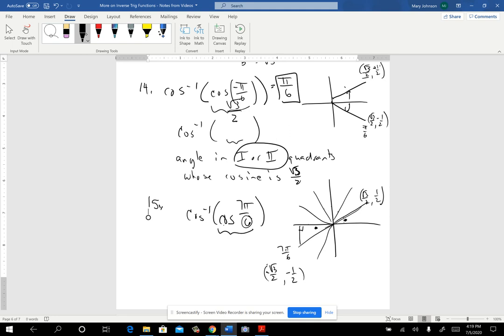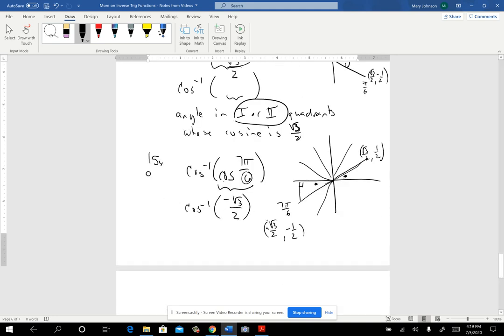I can put in the value for that. It would be negative square root of 3 over 2. But when I turn around and do the cosine inverse of that value, this is now going to be an angle in the first or second quadrant with a cosine of negative square root of 3 over 2. So I still need a negative cosine. I have to be in the first or second quadrant, so I have to be in the second quadrant.